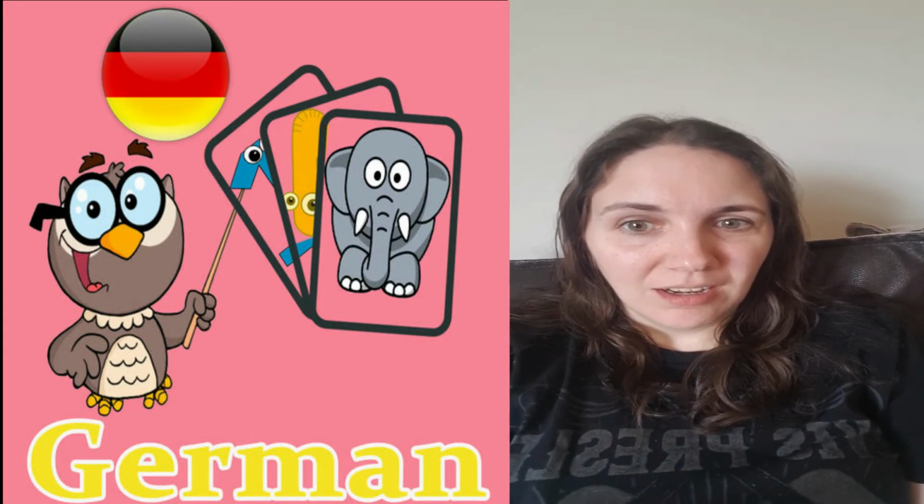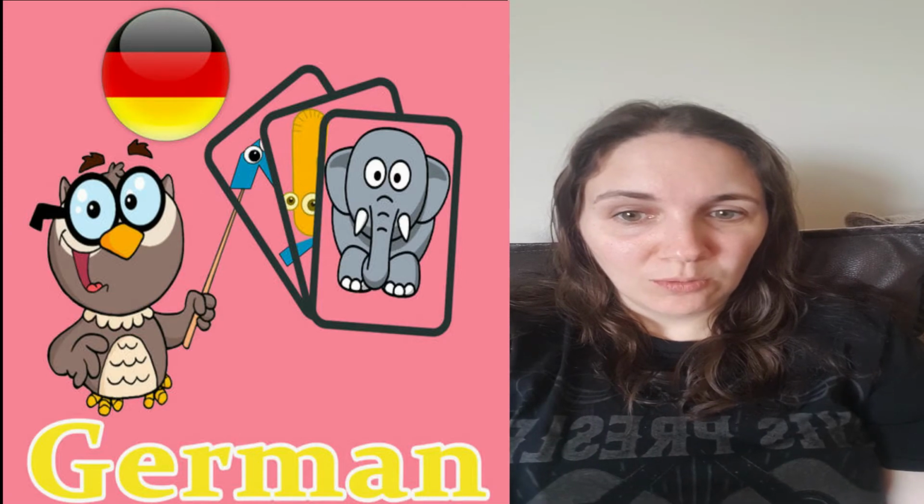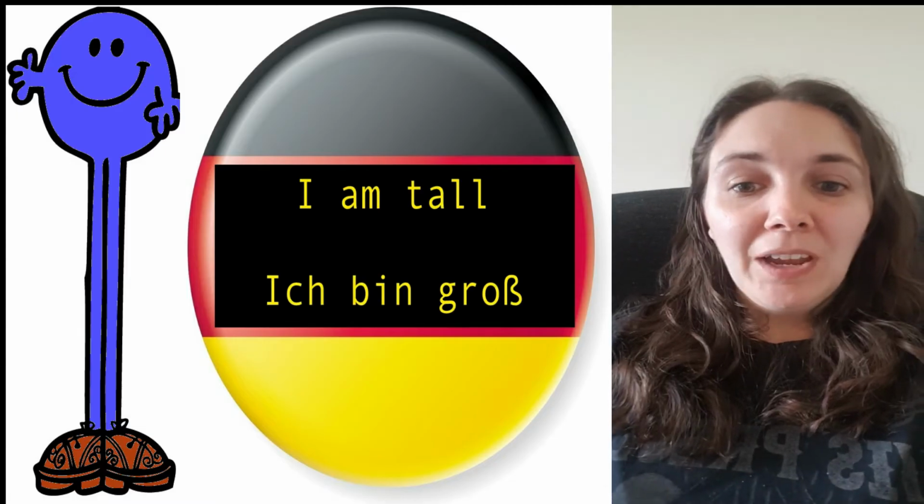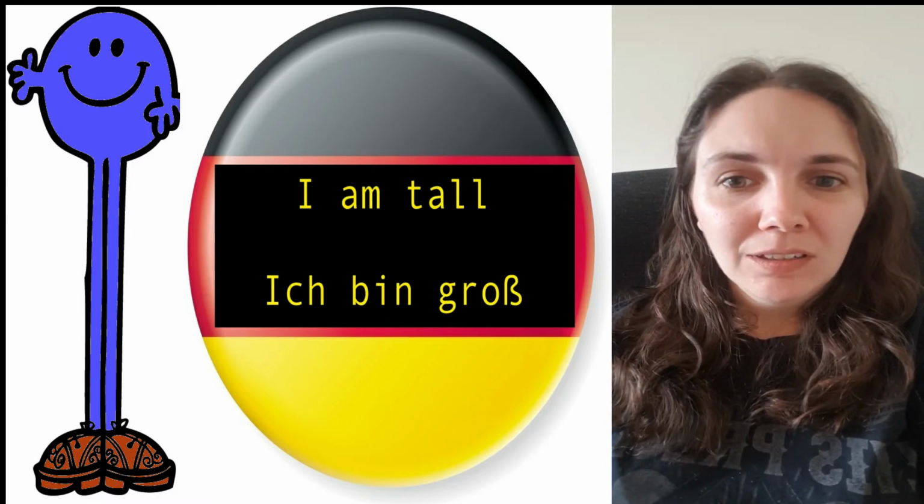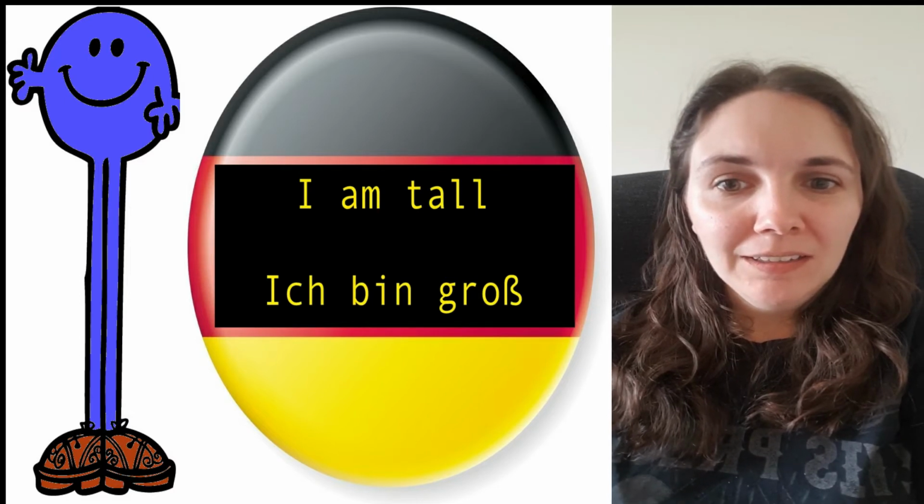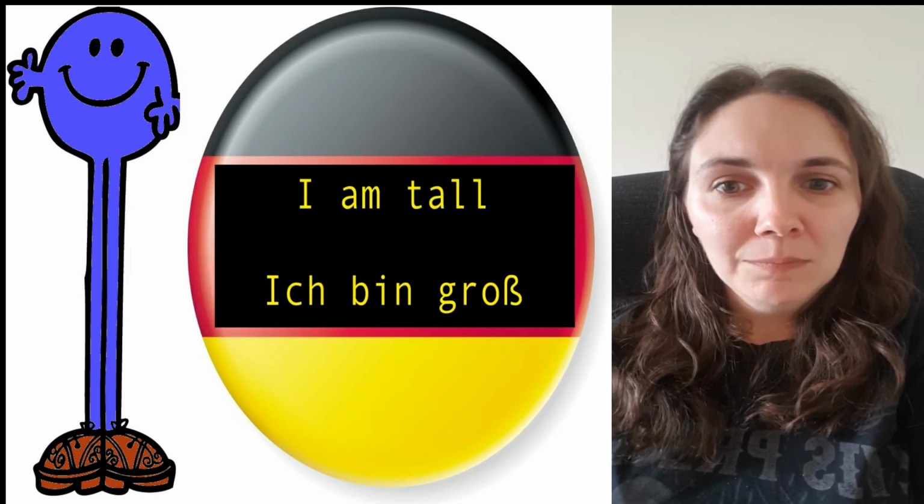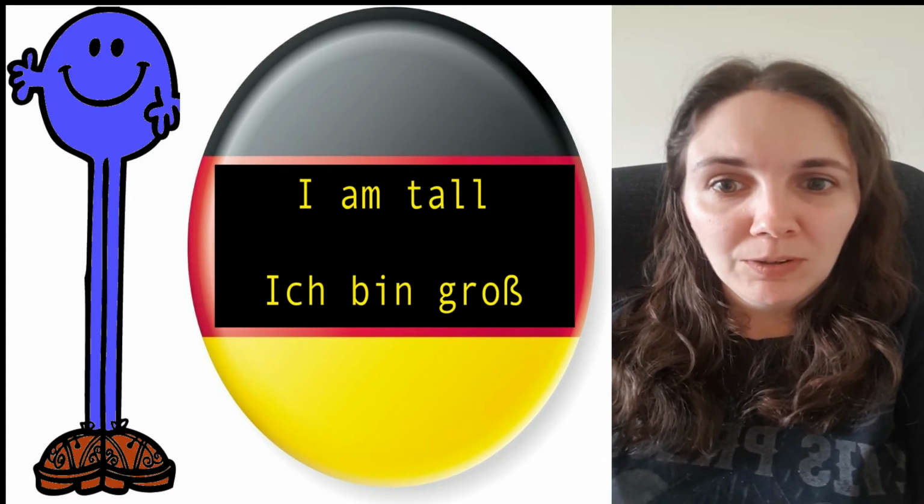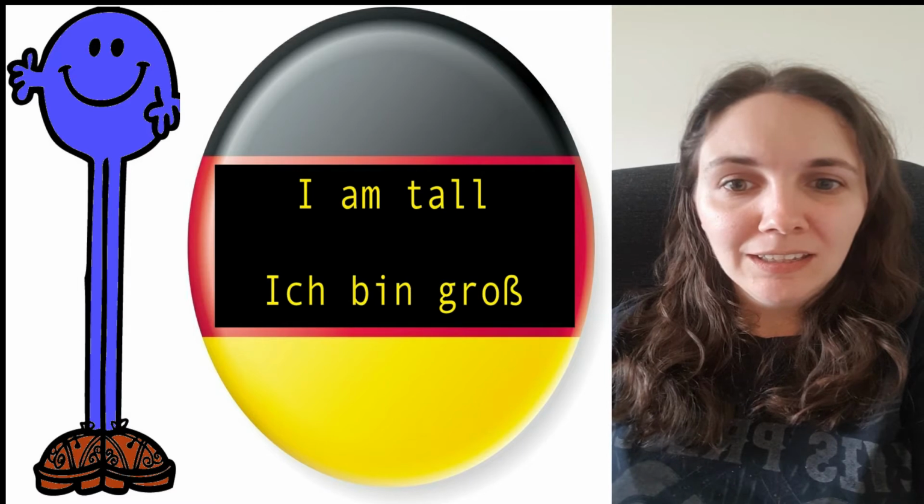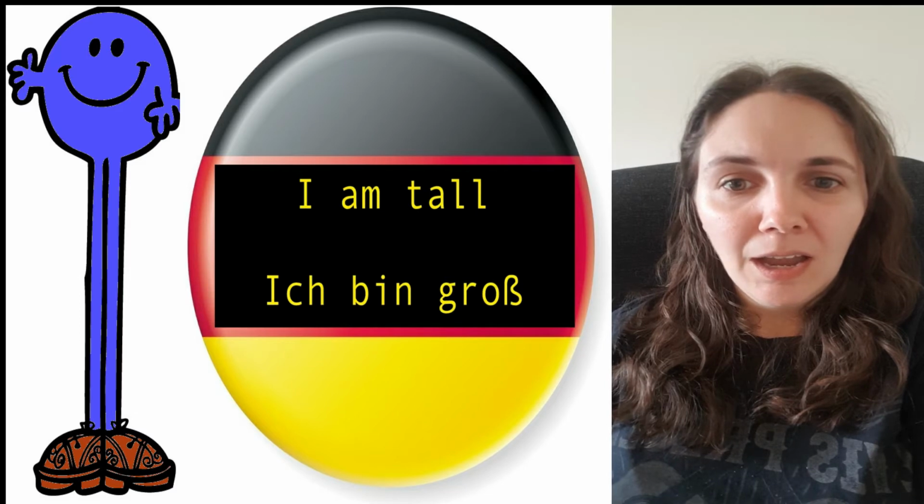Today we're going to learn some words and sentences to use for describing ourselves. Okay, first of all, let's learn how to say I am tall. We'd say ich for I, bin for am, and groß for tall. Groß means big, but it's also used to mean tall in German when talking about your height. So you can say ich bin groß. Ich bin groß.